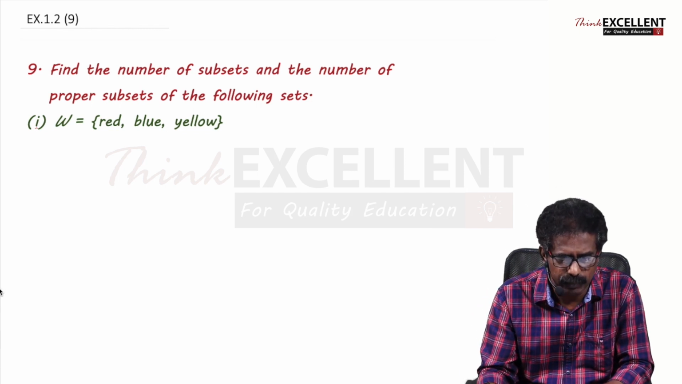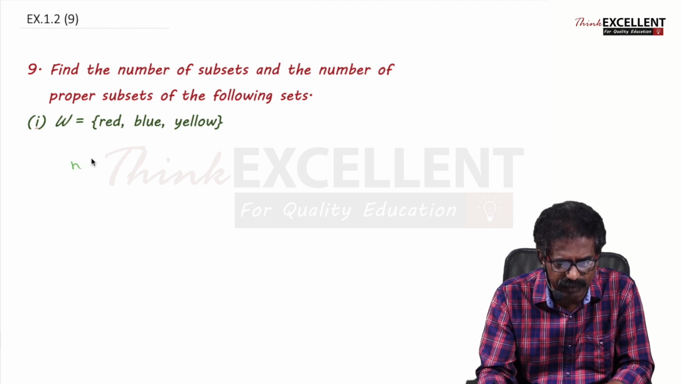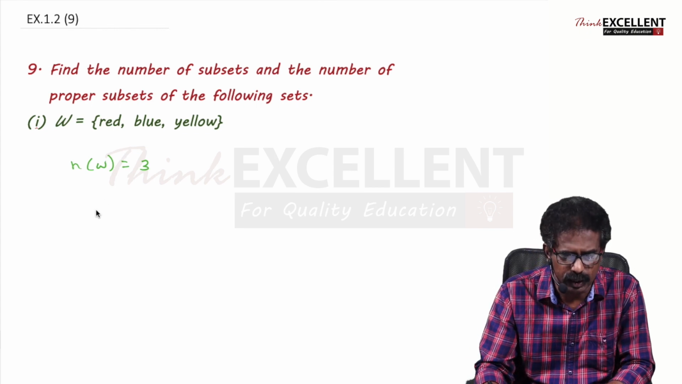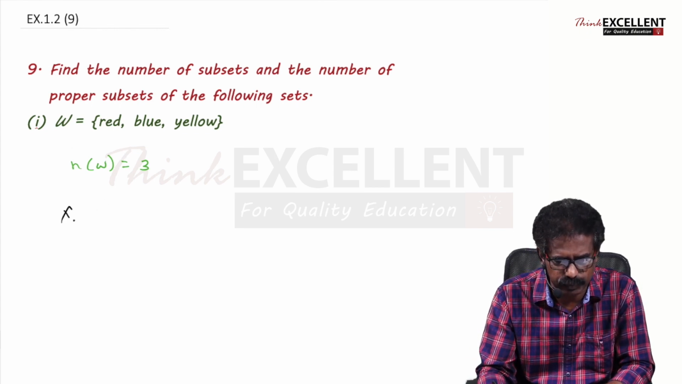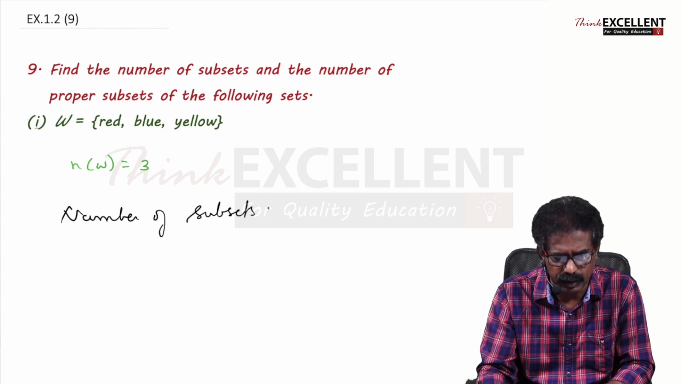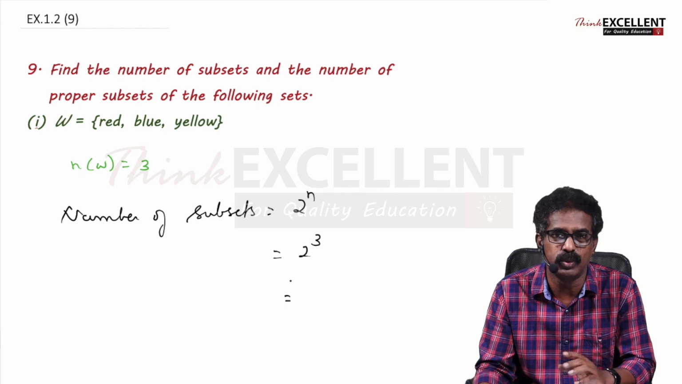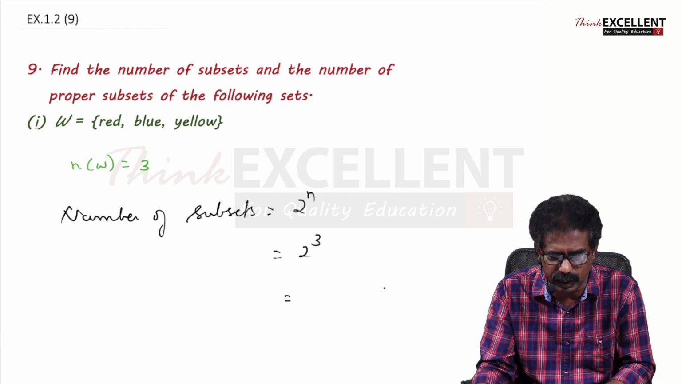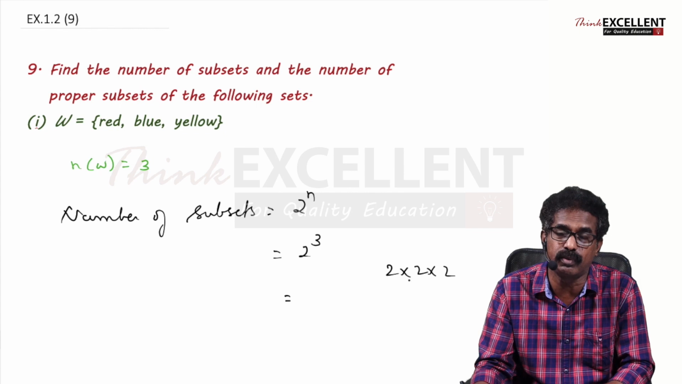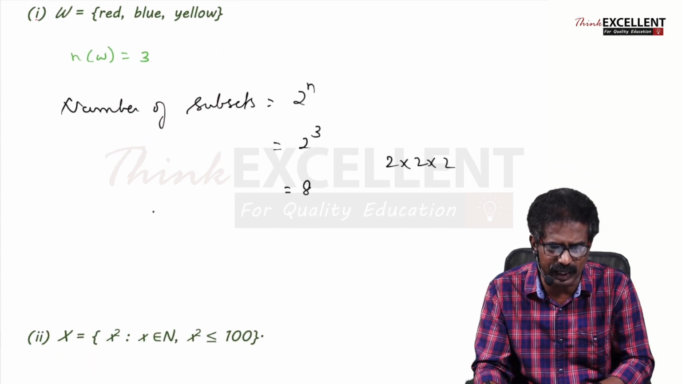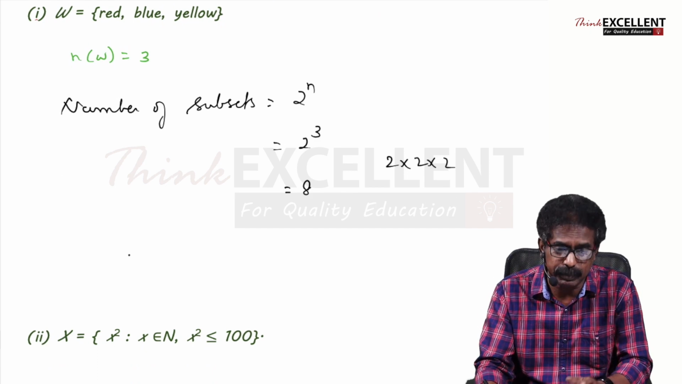Okay, so look here. n of W equal to 3, because red, blue, yellow, there are 3 elements. So write the number of subsets first. The formula is 2 raised to n, here it is 2 raised to 3. Some of you think it is 6, right? Don't make that mistake. 2 raised to 3 means 2 into 2 into 2. 2 2s are 4, 4 2s are 8. Sometimes even in higher classes students make this mistake, so be very careful. This is the number of subsets.